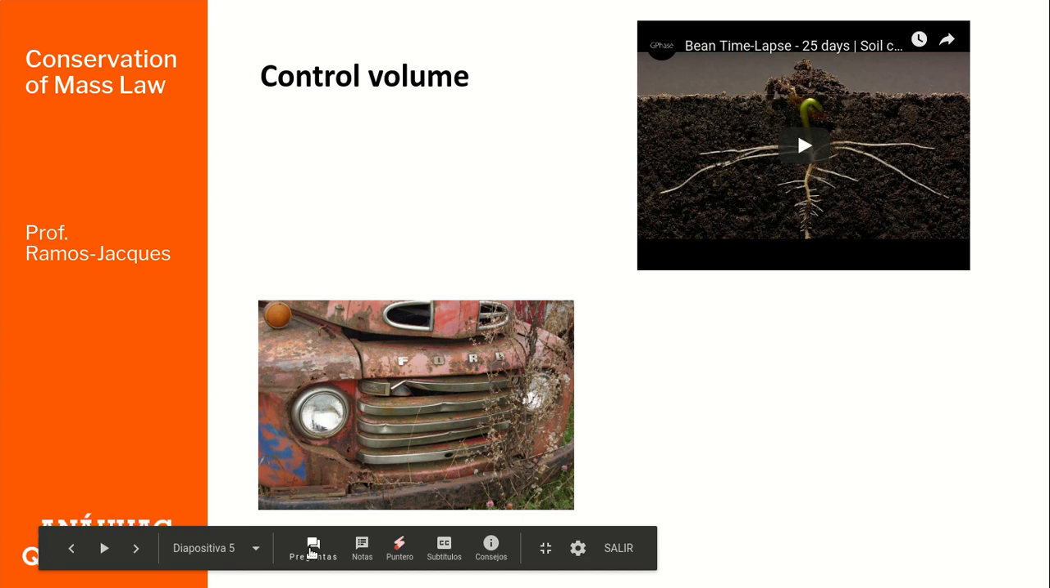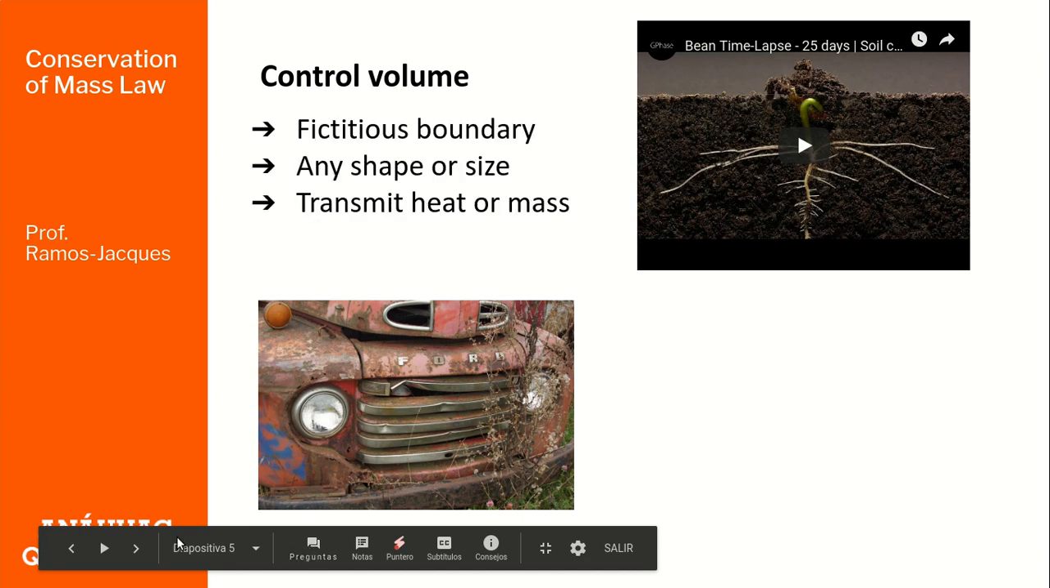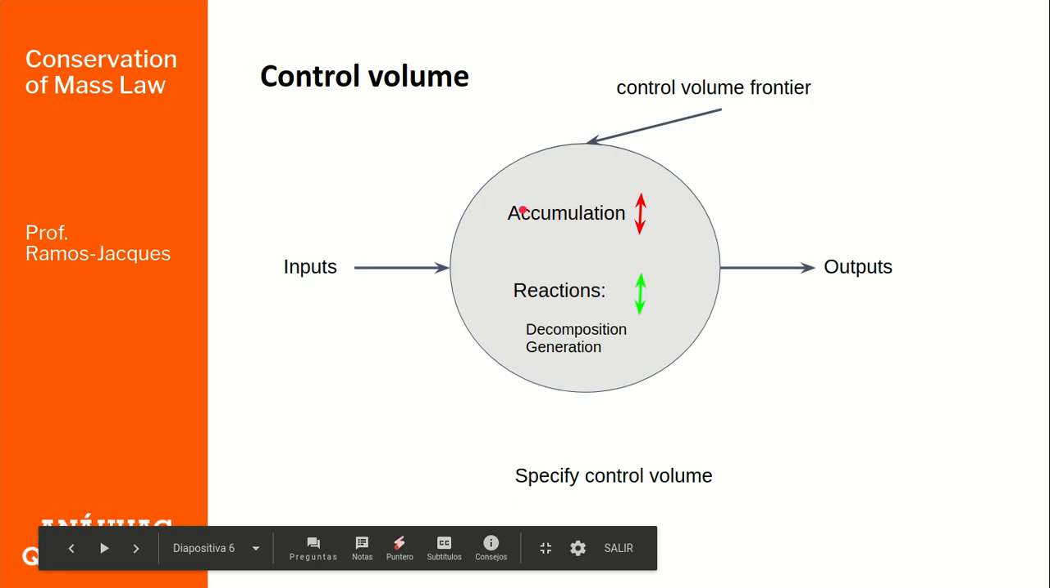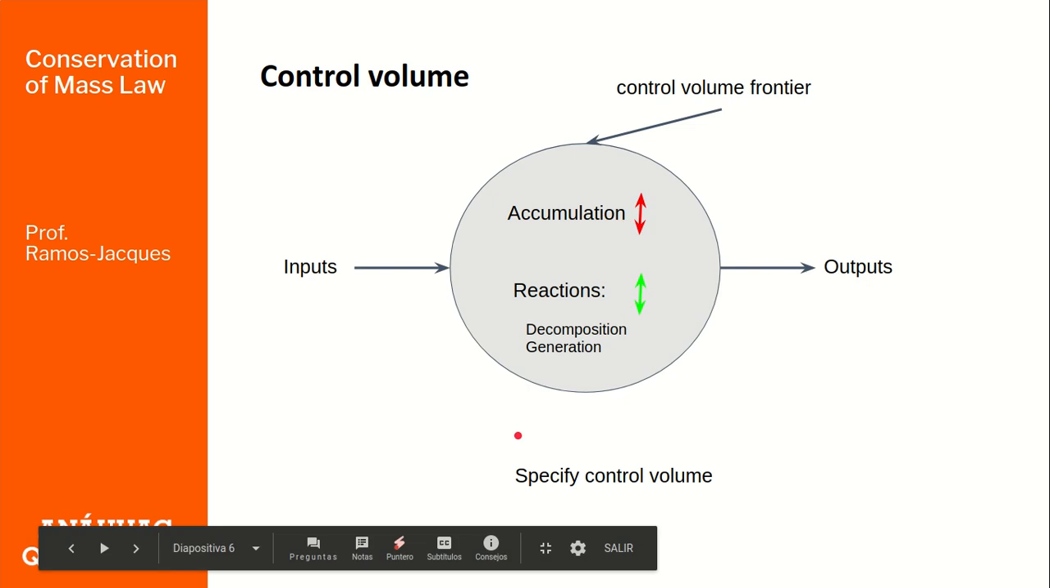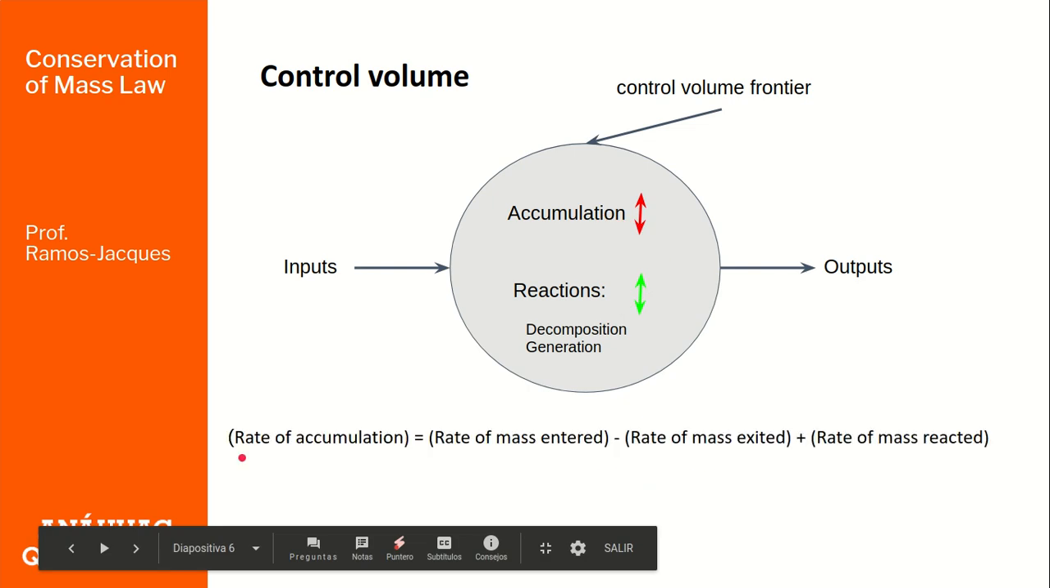Then the first step to use this tool is to specify the control volume. So we have here a control volume frontier that has inputs and outputs and an accumulation rate and other reactions that can happen here. Then the equation of the conservation of mass law can be described in terms of rates. The rate of accumulation is equal to the rate of mass entered minus the rate of mass exited plus the mass reacted.